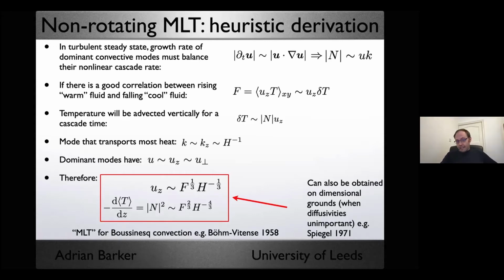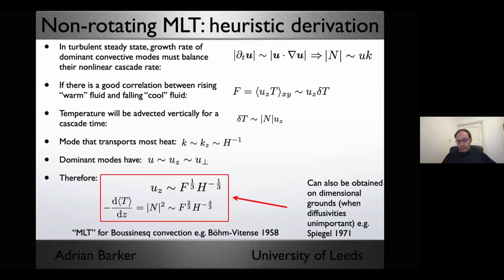And in non-rotating cases, the length scales in the horizontal and vertical directions are comparable, and so the u dot grad u, in terms of the dimensions of it, is going to scale like ku times u, and so we can get a cascade rate ku, then balancing a growth rate is like saying n is of order ku. So this is the effects of nonlinear terms in this model.